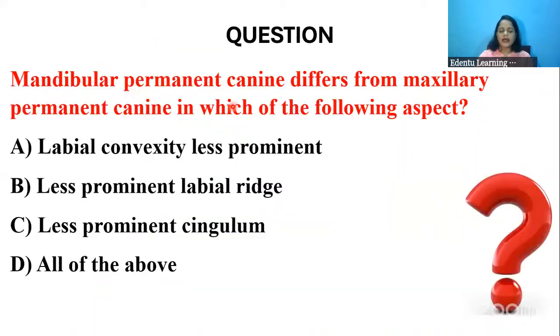Now next, mandibular permanent canine differs from the maxillary permanent canine in which of the following aspects? Is it the labial convexity, or the less prominent labial ridge, or the less prominent cingulum, or all of the above?